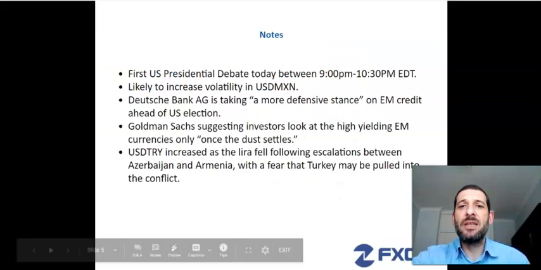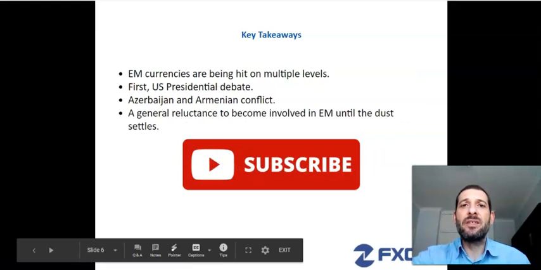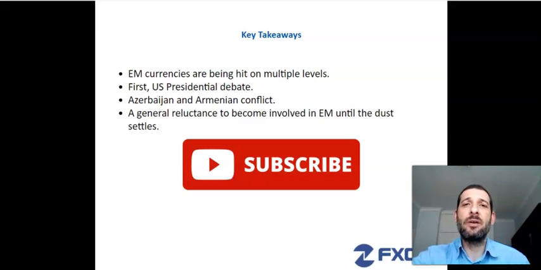Let's end off with some snapshots. The EM currencies are being hit on multiple levels. First, the US presidential debate is likely to affect US dollar Mexican peso. The Azerbaijan and Armenian conflict is affecting the Turkish lira. And there's a general reluctance to become involved in emerging markets until the dust settles from the US elections.